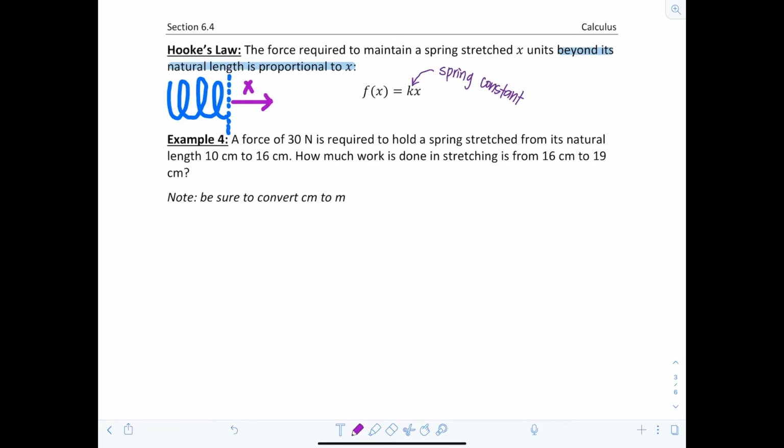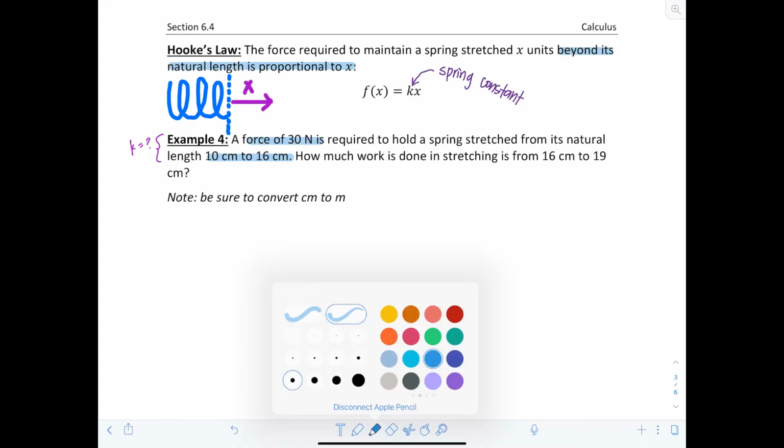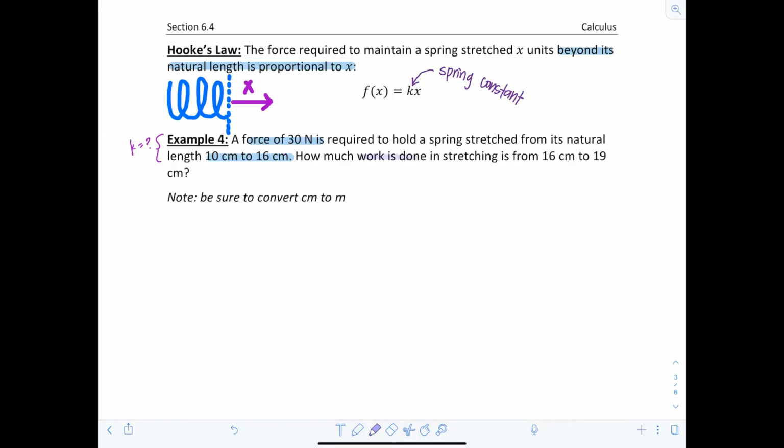So a force of 30 newtons is required to hold a spring stretched from its natural length, 10 centimeters, to 16 centimeters. How much work is done in stretching it from 16 centimeters to 19 centimeters? Well notice they give us two sets of information. The first part of the problem tells me a force of 30 newtons is required to stretch it from 10 centimeters to 16 centimeters. The purpose of this info is so that we can find k. Once I've found k, then I can focus on the second part of the problem, which asks how much work is done in stretching it from 16 to 19 centimeters.